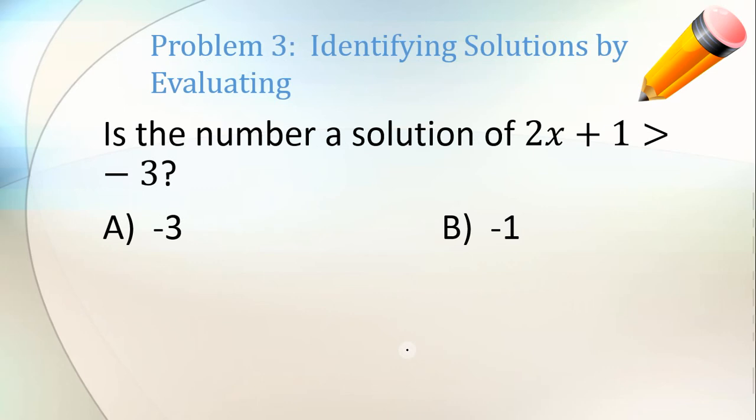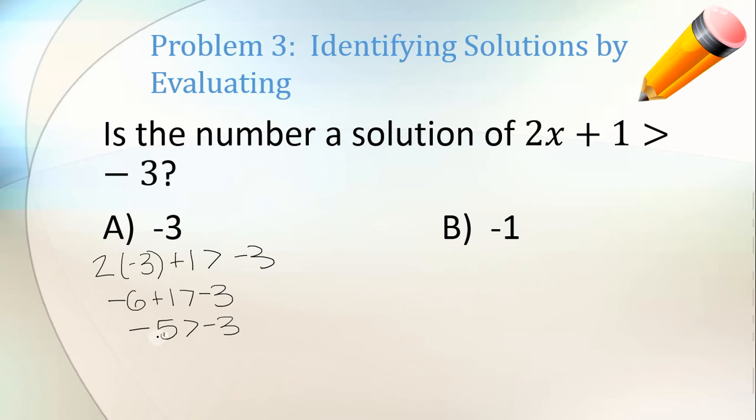They say, is the number a solution of 2x plus 1 greater than -3? And they ask, is -3 a solution? So what I'm going to do is plug that in for x. So I'm going to go 2 times -3 plus 1 is greater than -3. So now I need to generate what this is over here. I'm going to simplify. So 2 times -3 is going to give me -6. And I have -6 plus 1. It's a -5. So then I have to ask myself, is -5 greater than -3? No, it's not, right? So no, it is not a solution.